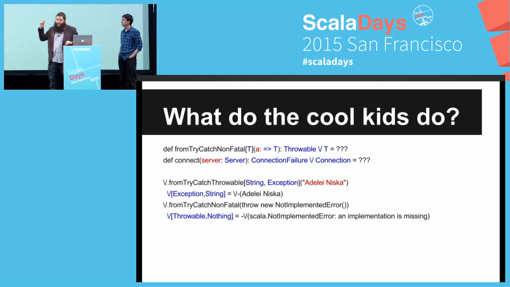But what's nice about it is that it actually gives you the explicit exception types. You can just use non-fatal, or if you use this from try catch throwable, you can actually specify the type of exceptions you would like to catch. And if it's not that type, then it won't catch them. It's a pretty nifty trick.